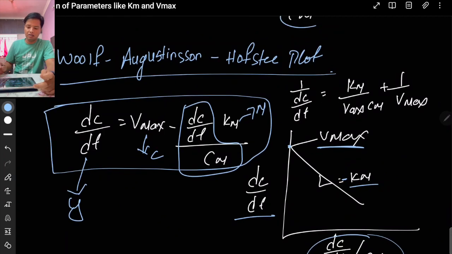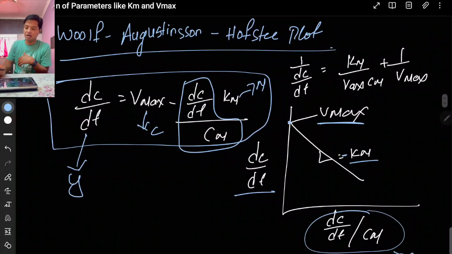So why are we going for this plot? Because the previous one, the reciprocal equation, is giving scattered points. I want linear points to plot the graph. For that we go for the next two graphs. Among them, one graph is the Woolf-Augustinsson-Hofstee plot. This plot is brought to life by modifying the equation of Michaelis-Menten and plotting the graph for that modified equation.